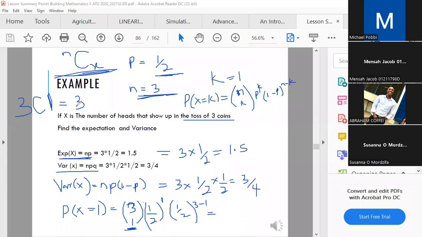Very good. Bernard says he's obtained it. That's good, well done. You are doing well. You've all gotten it. So that is 3 times, and now you are going to handle this calculation. 3 times 1 over 2 raised to the power 1 is 1 over 2, right? And then 1 over 2, this is 3 minus 1, so it will be 2, right? So this will be 1 over 2 raised to the power 2. So compute everything for me and give me the final answer.